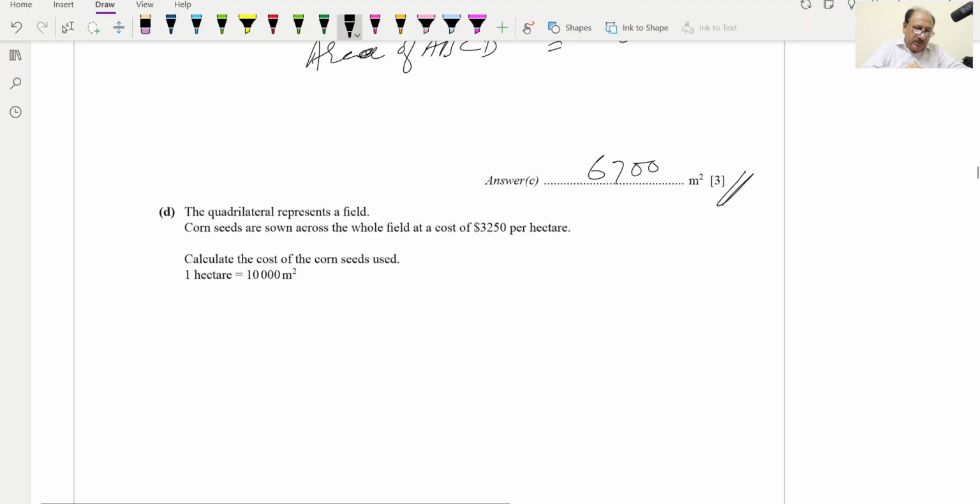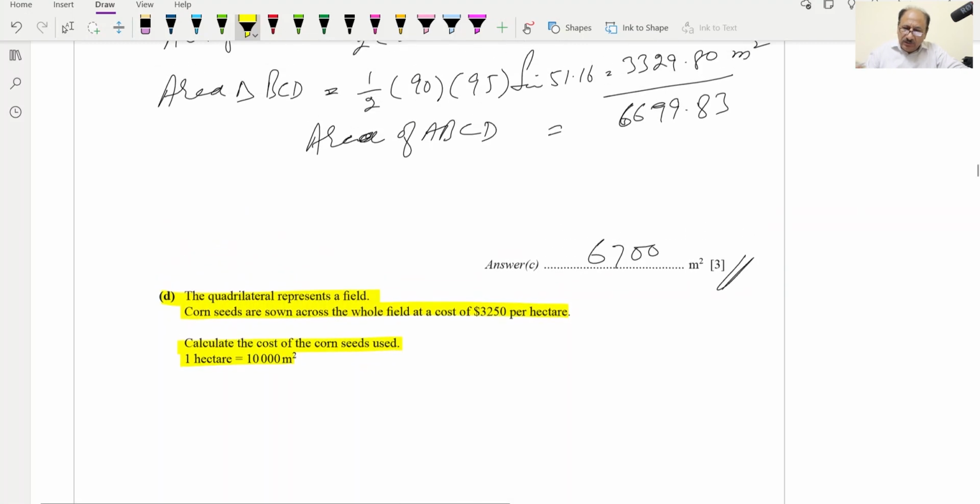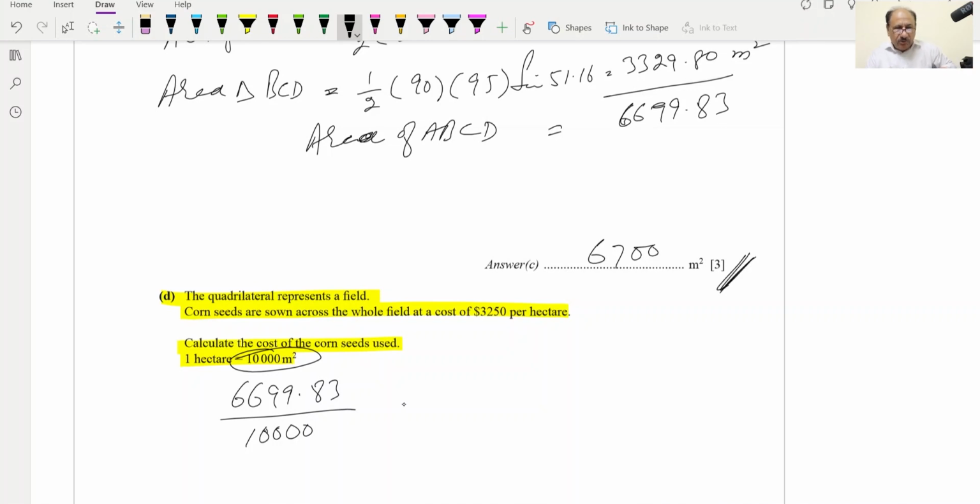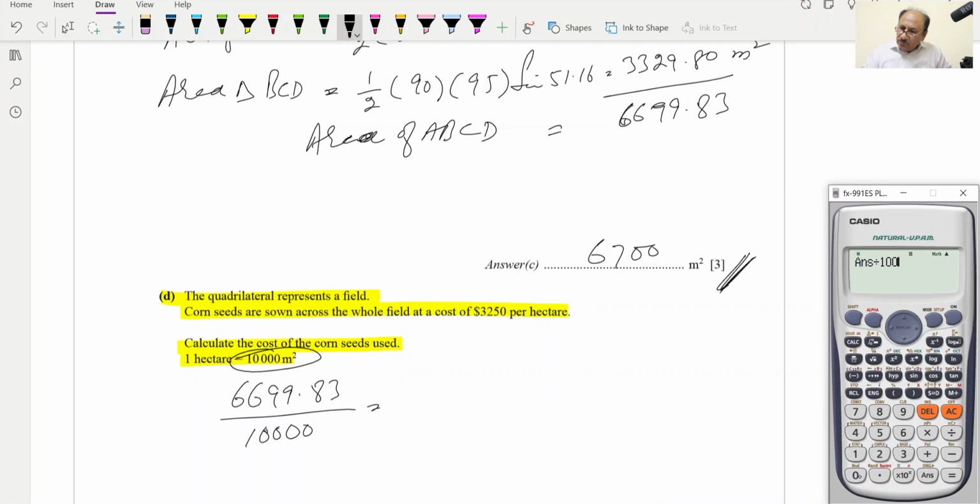Now D part: the quadrilateral represents a field. Corn seeds are sown across the whole field at the cost of 3250 per hectare. Calculate the cost of the corn seeds. 1 hectare is equal to 10,000 square meters. So the number which we have is 6699.83, and this will be divided by 10,000, four zeros, because we need hectares. And this will be equal to 0.66998.